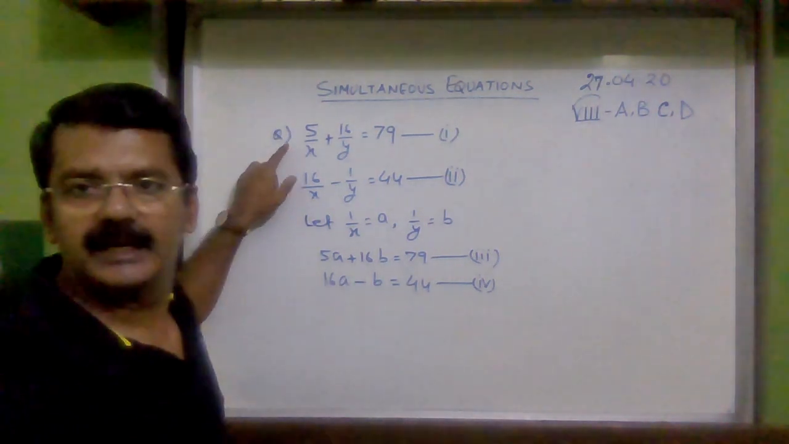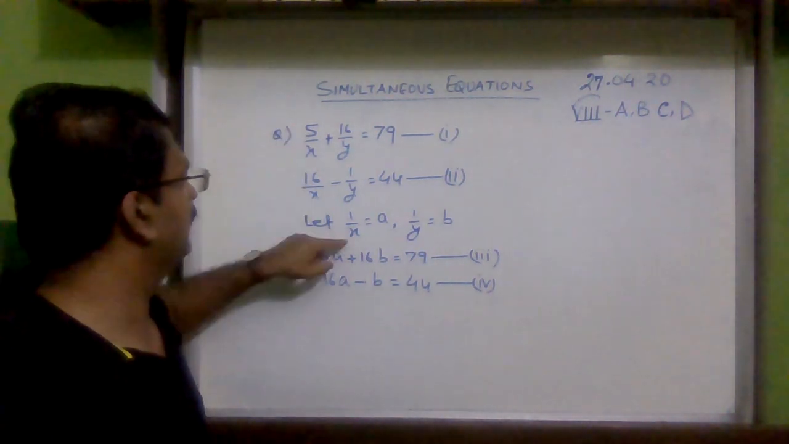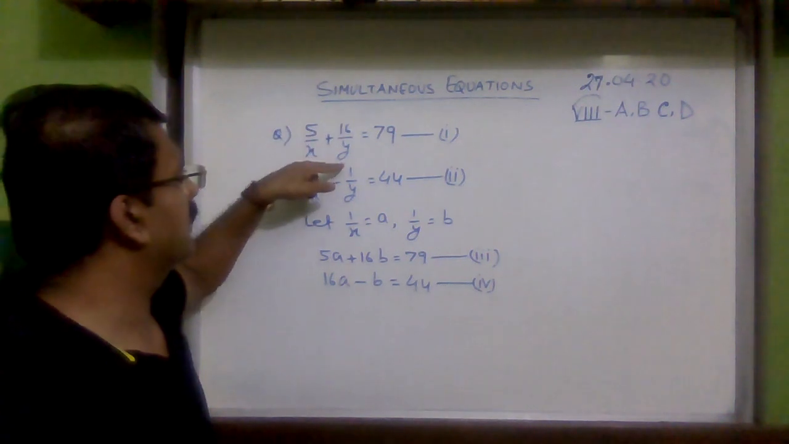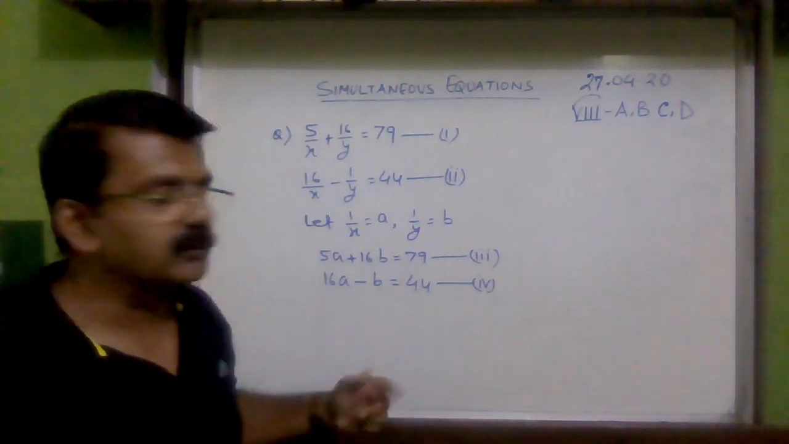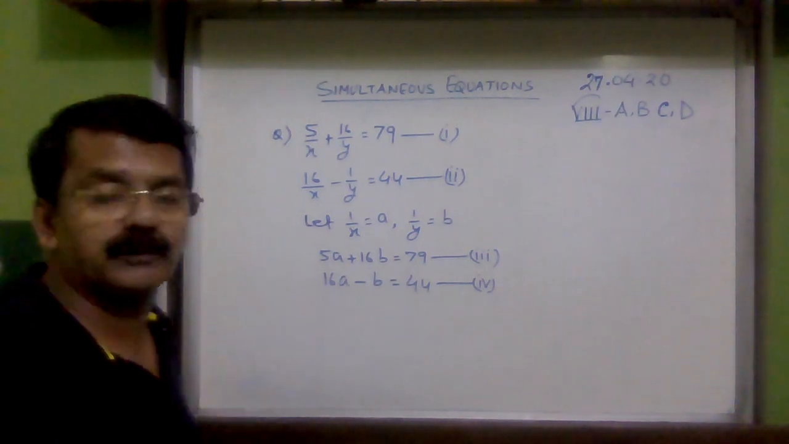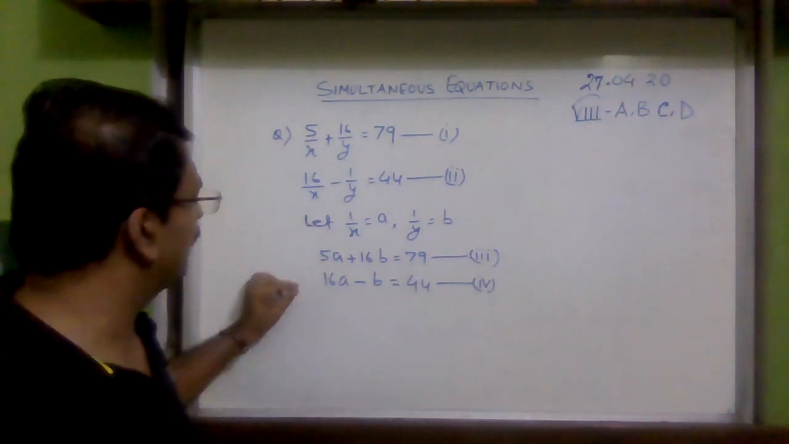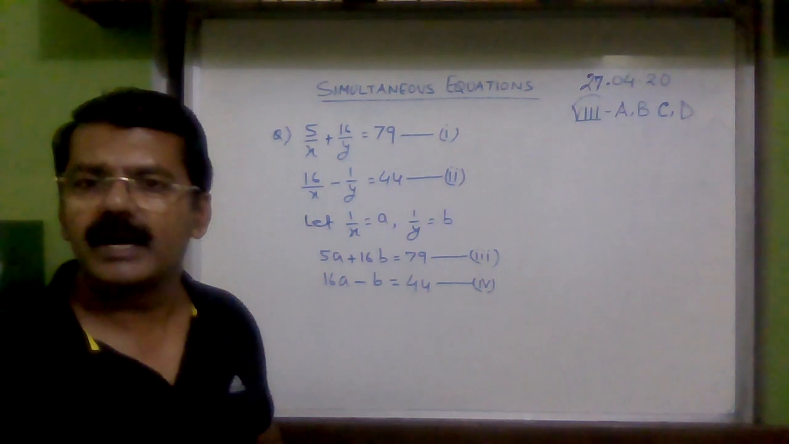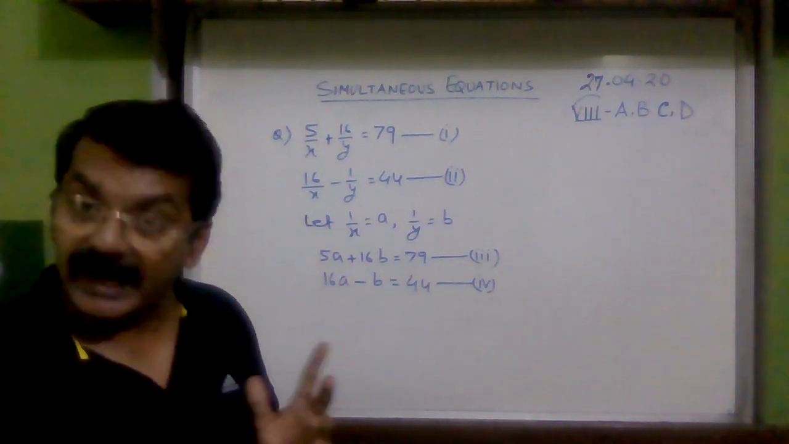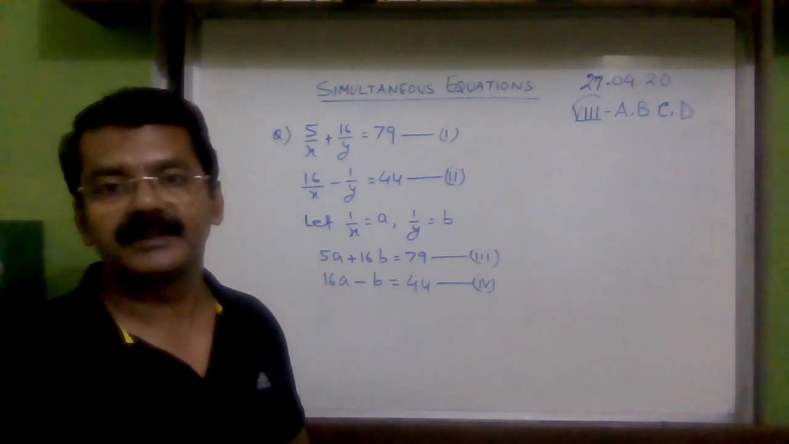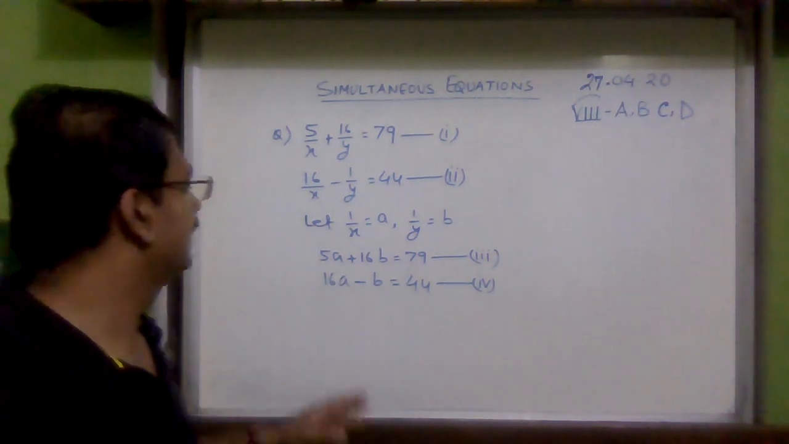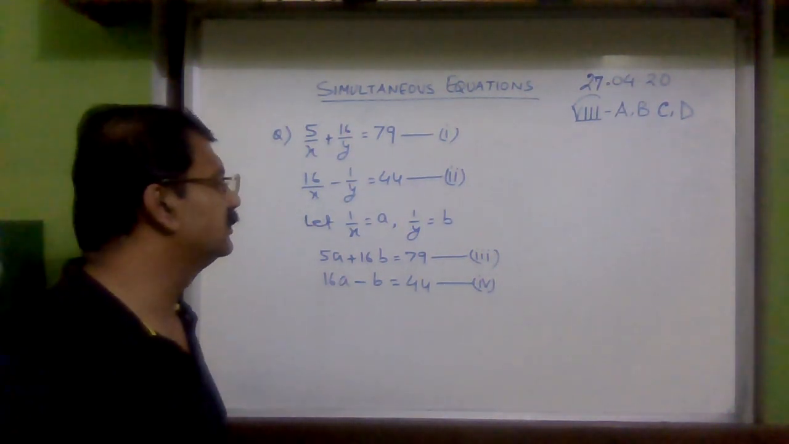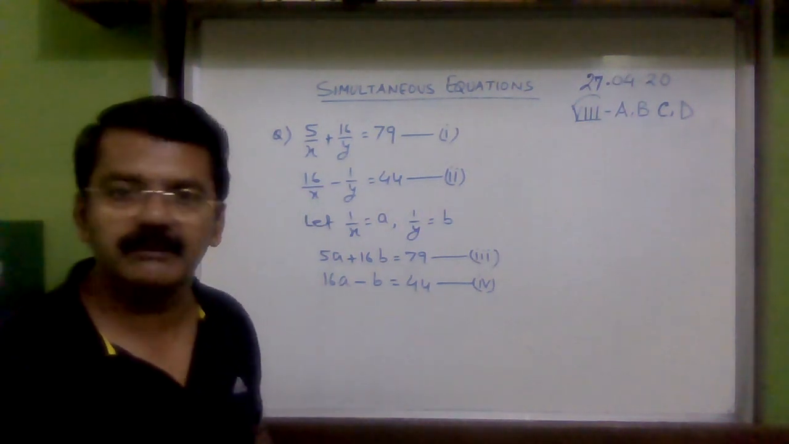You can see here, in place of 1 upon x I have written a, and in place of 1 upon y I have written b. So we have got two new equations, equation 3 and equation 4, and these equations are very simple. They can easily be solved using either the elimination method, or the other method, the substitution method. So here we'll apply the elimination method.